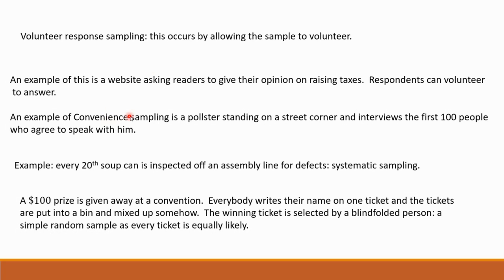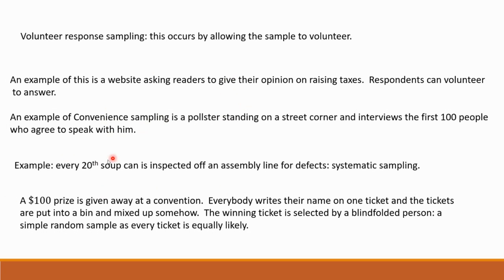Here's another example of convenience sampling. You're standing on a street corner or you're at a mall or whatever, and you interview the first 100 people that agree to speak with you. But again, if they're volunteering, it's going to be very biased, also because the people that volunteer are the ones who are going to have a very strong opinion. But you really want to get as many opinions from the population as you can.